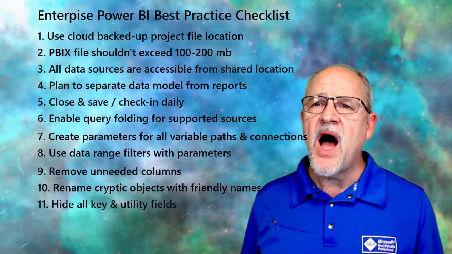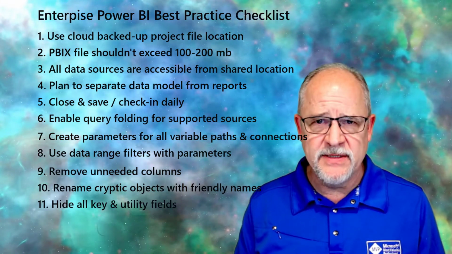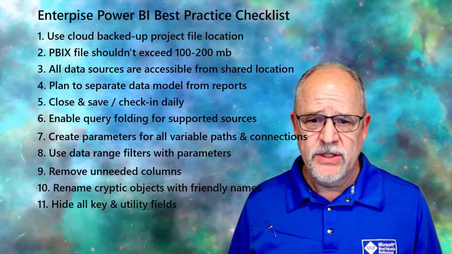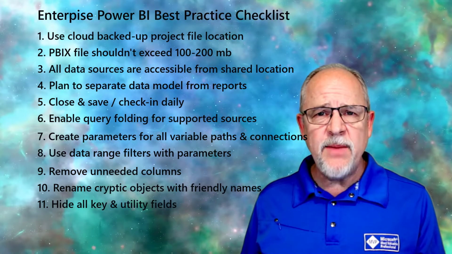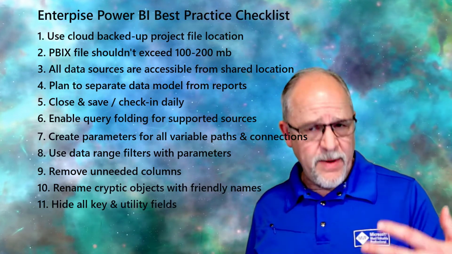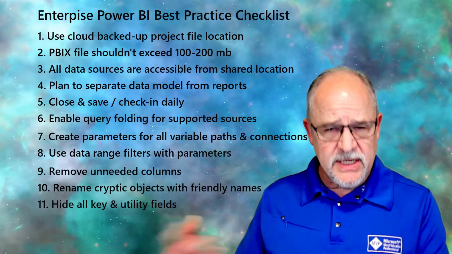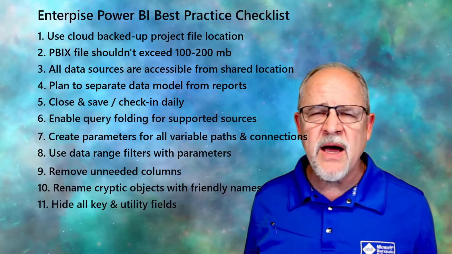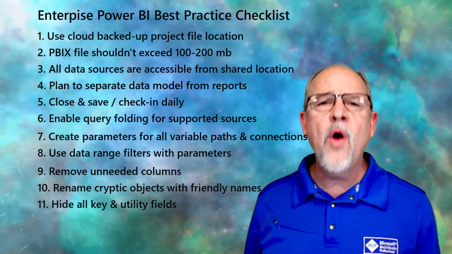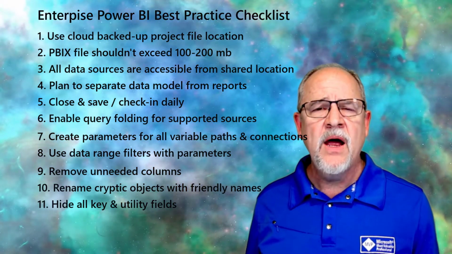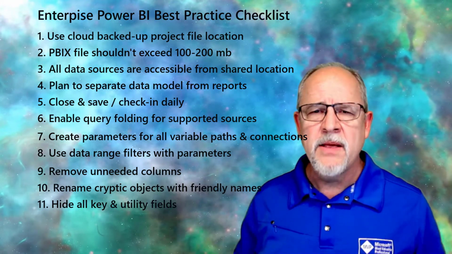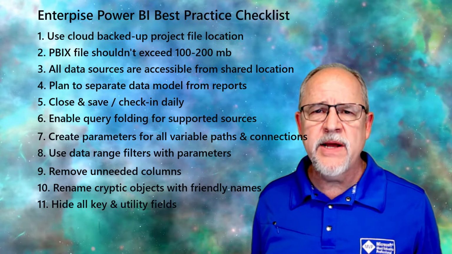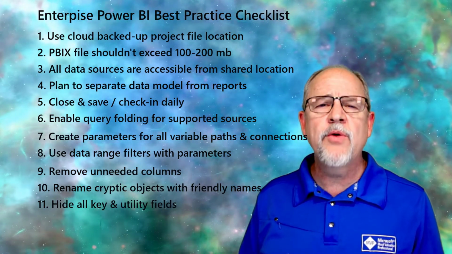Number 11, hide all key fields and any fields that are used just for utility purposes. In order to relate two tables together, we typically have a primary key and a foreign key if those tables are imported from a database. Those key fields are usually not human readable. They exist only for the sake of facilitating a relationship. Hide them, make them go away. You still need them in the model in order to create the relationship, but users don't need to see them.